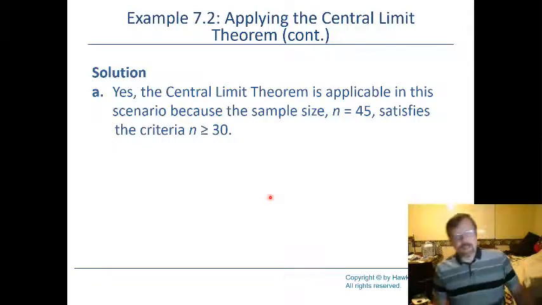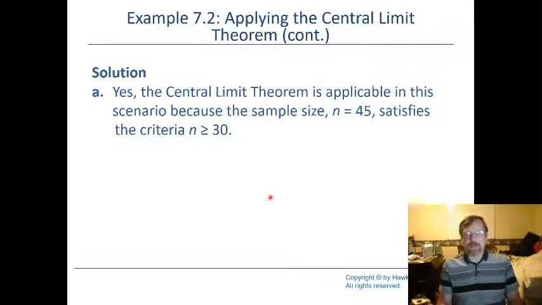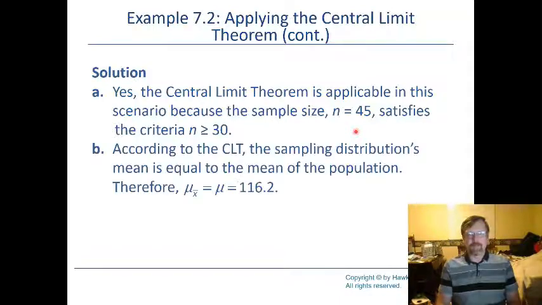Okay, so yes, we can apply the central limit theorem because our sample size is 45, which is greater than 30. Given that we can apply the central limit theorem, the mean from our sampling distribution of sample means is equal to the population mean, so it's 116.2.